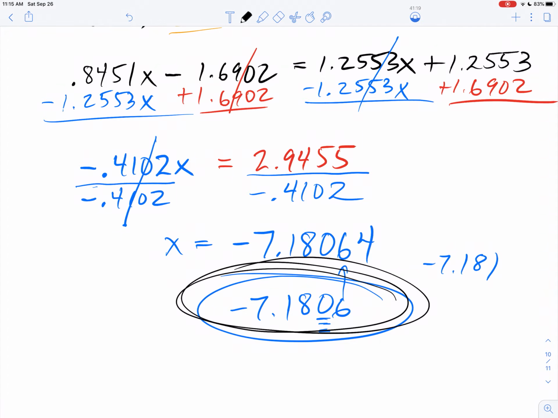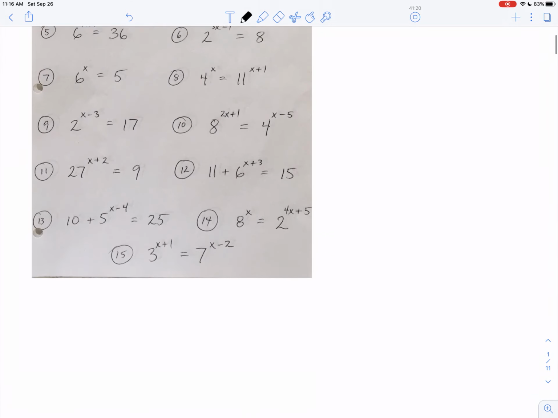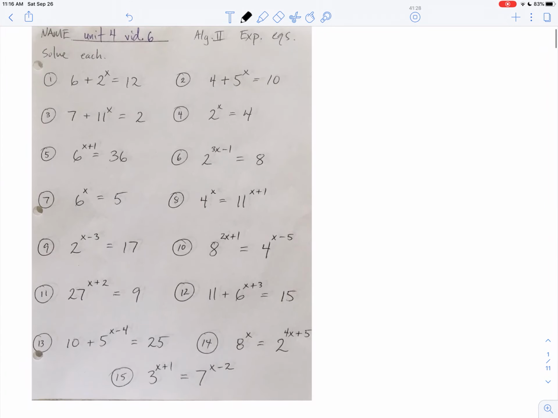So, here is what I'm going to tell you. Let me scroll up to the very top now. This is your practice sheet. Solve each. So these are exponential equations. Some of them you can make the bases match. I mean, I tried to make some of them super duper criminally easy. Like number 4 is super easy. But you don't have to use a logarithm to solve 4. You only have to use logarithms to solve problems where you cannot get the bases to be equivalent to each other.